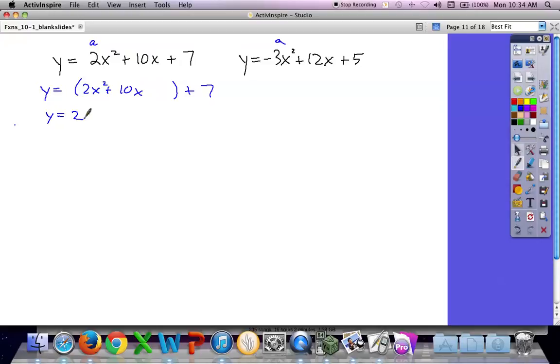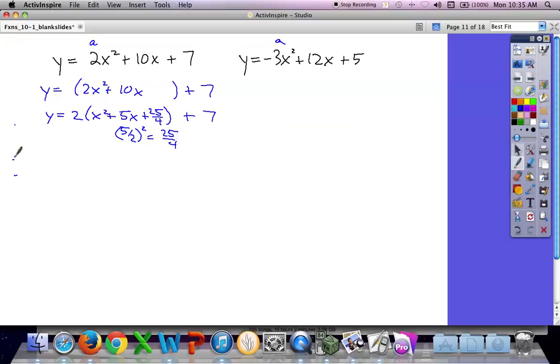Y equals 2 times x squared plus 5x plus 7. Right. Now you can complete the square on what is inside the parentheses. Right? Because it's got a 1 in front of the x squared. What's half of 5? 2.5. I'm just going to say 5 halves, right? 5 halves squared equals 25 over 4. So I add 25 over 4.